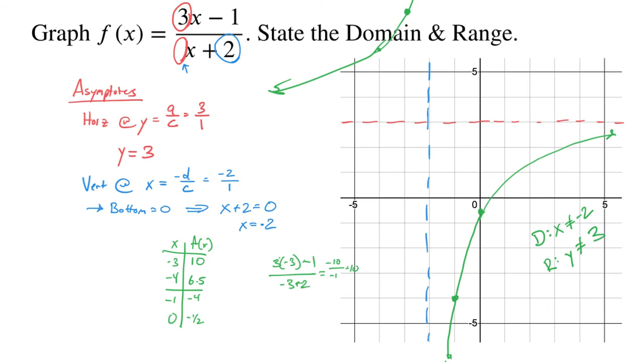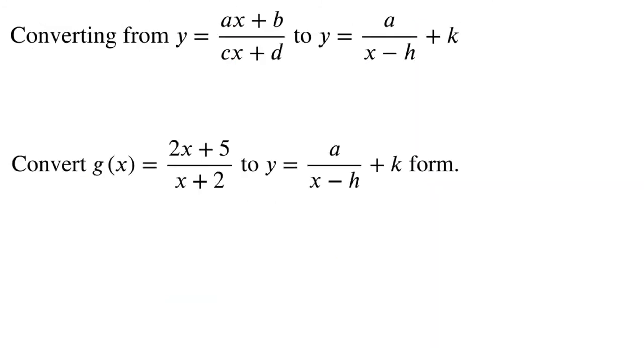These aren't that bad, especially when you find those horizontal and vertical asymptotes first. So you may be wondering what the connection is between this linear form that we're working with now and that original transformation form that we worked with in the beginning. Well, we can convert from one to the other, and it's actually pretty easy. All you have to do is use long division.